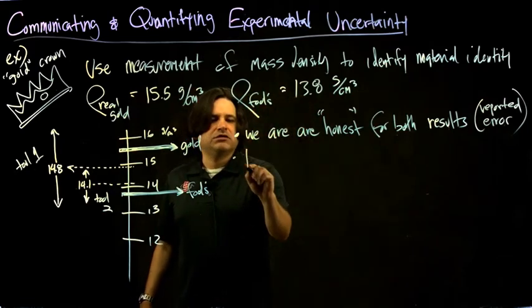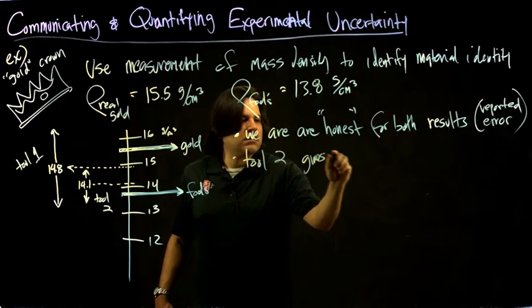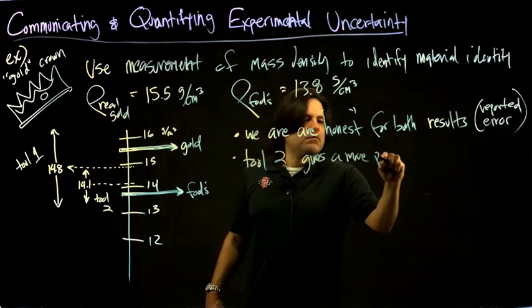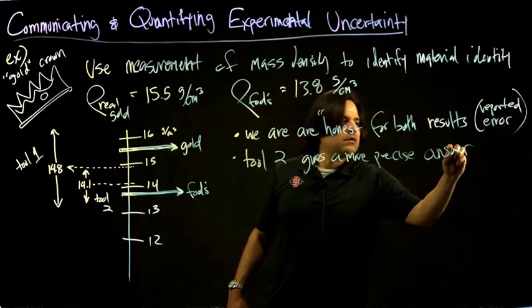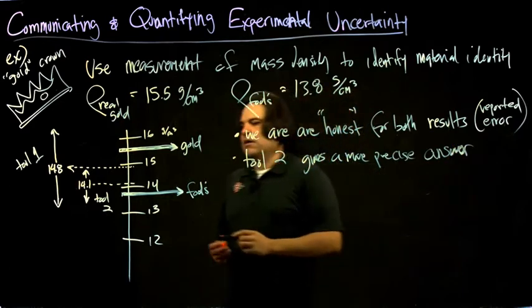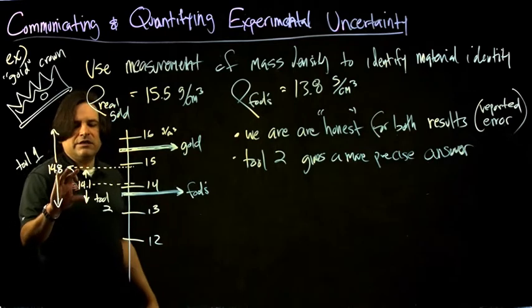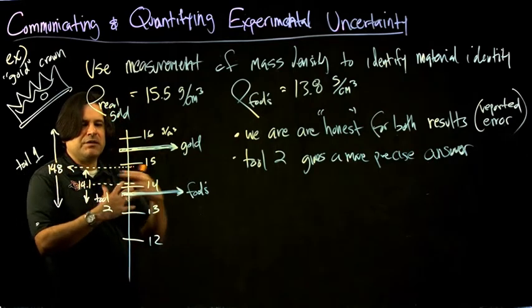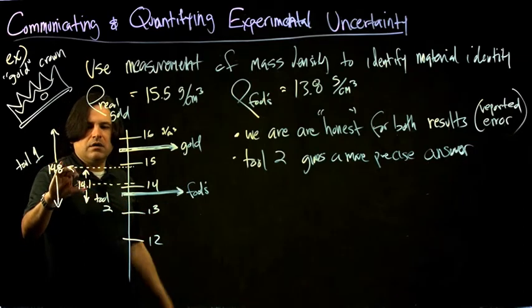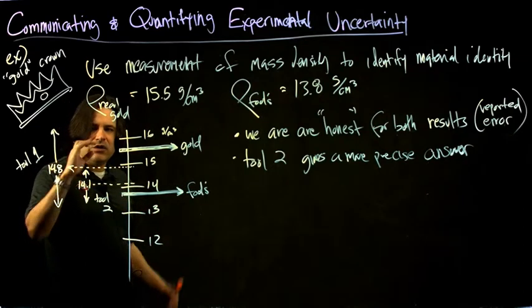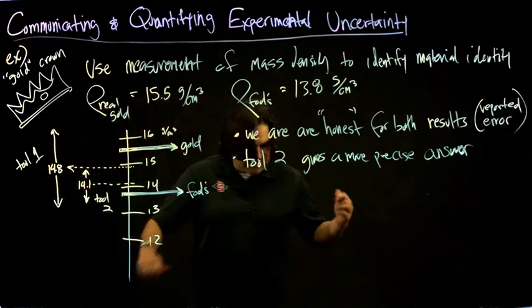Of course, though, tool two gives a more precise answer. Precise here is another way to describe precision. It's not because we took a lot of measurements and they gave a similar result. That is precise, but another way of describing the property of precision is that your range of uncertainty is smaller. So tool two gives a more precise answer.